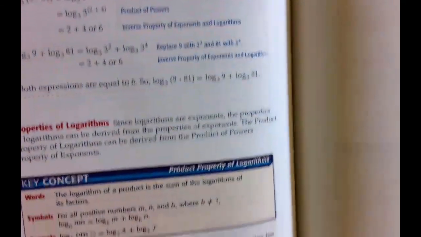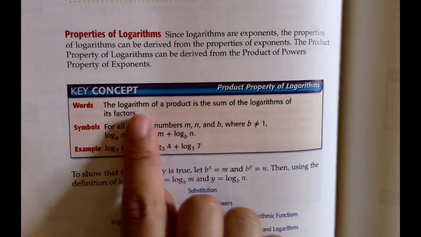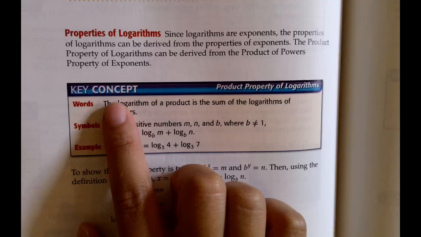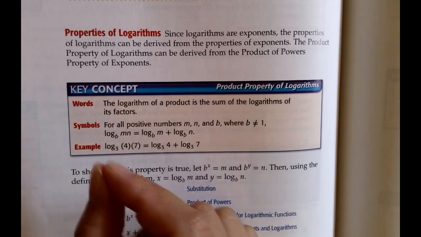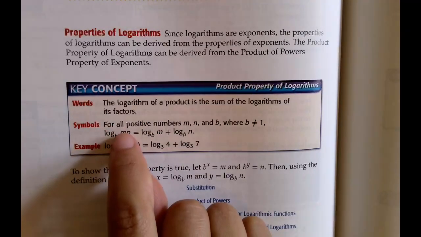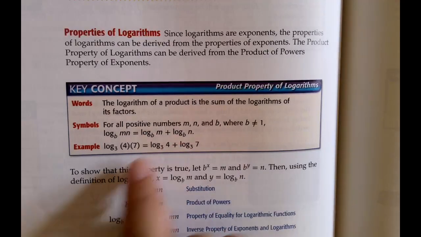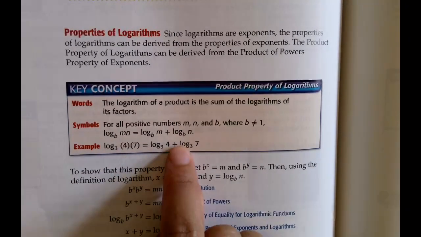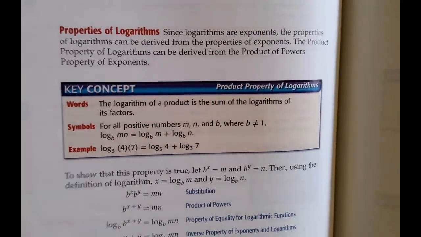So here we are going to start off with the product property of logarithms. It says the logarithm of a product is the sum of the logarithms of its factors. So basically, if I have log base b of m times n, I can split them up into log base b of m and log base b of n, and then I would add them. So here we see log base 3 of 4 times 7. I can separate it into log base 3 of 4 plus log base 3 of 7. I'm going to explain why in a bit.